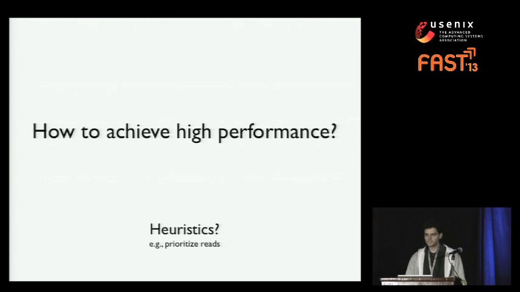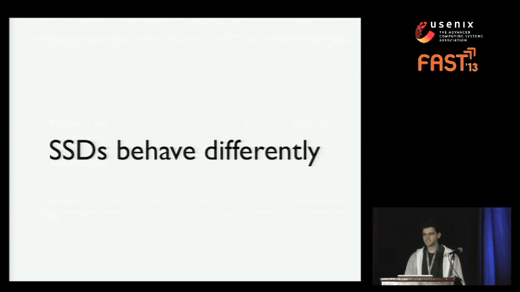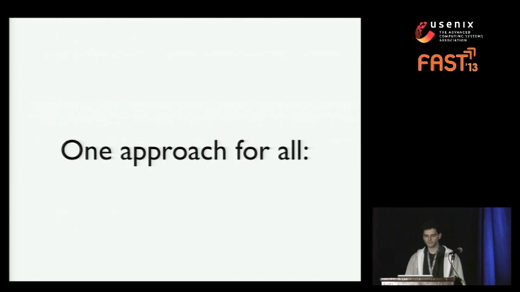So how do we achieve high performance? Should we use heuristics, like prioritizing reads? Even if we prioritize reads, once the drive gets blocked, they're going to have to wait for 100 milliseconds or more. SSDs also behave differently, so one heuristic may work well on one drive, but not well on another, and we have examples of that. So we propose one approach for all.